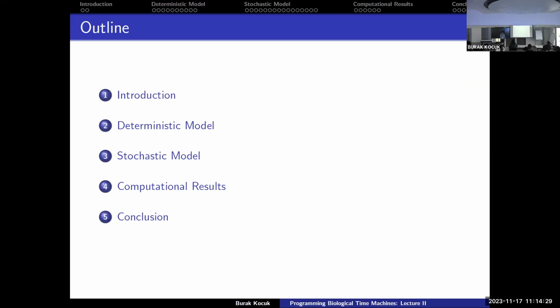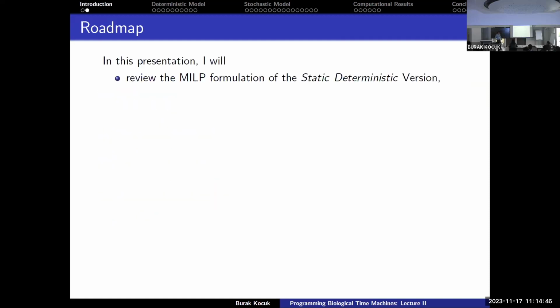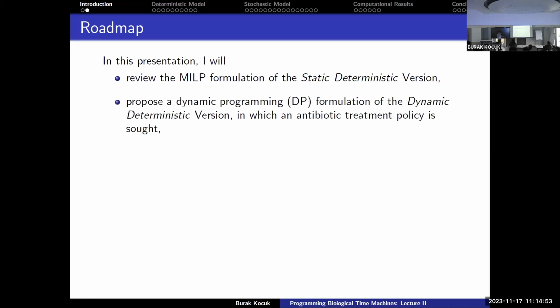Okay. So here what I want to do is to explain why I call the previous lecture a static deterministic version of the problem. Then we will look at different versions of the function. I will very quickly remind you of that version, but the rest will be new material. I'll talk about the dynamic programming formulation for the dynamic deterministic version.